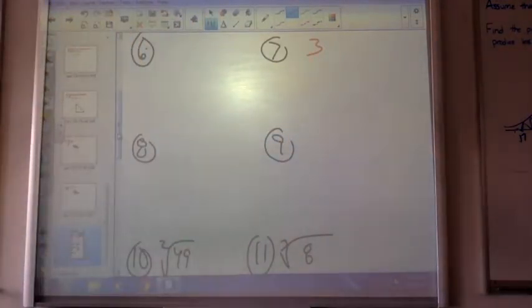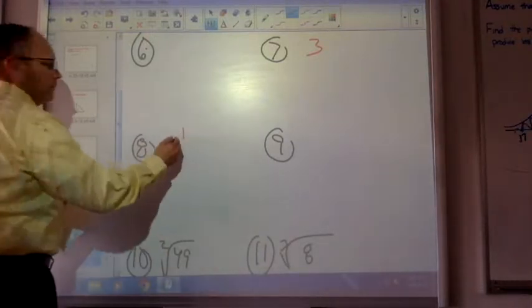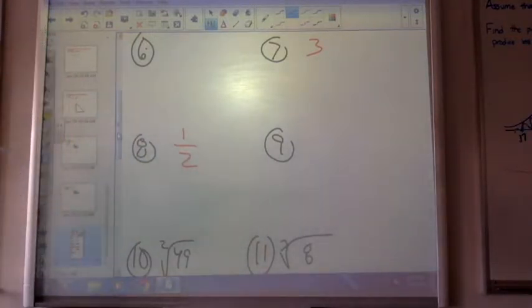Number 8. It's the square root of 1/4. What's the square root of 1? 1. What's the square root of 4? 2. Number 9. Is there a number I can multiply by itself 4 times to get to 12? No. Is there a number I can multiply 4 times to get to negative? No. I can't go negative, negative, negative, negative and get a negative answer.